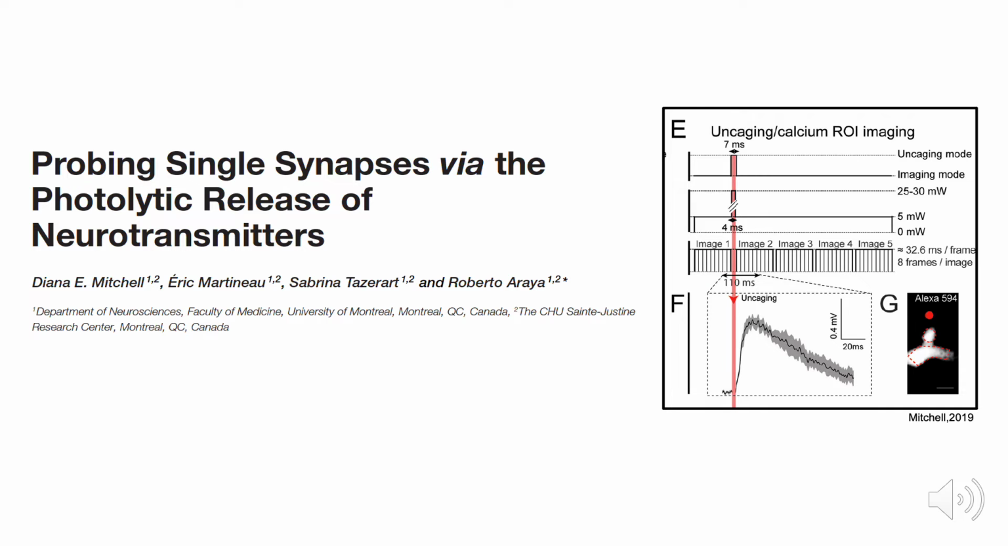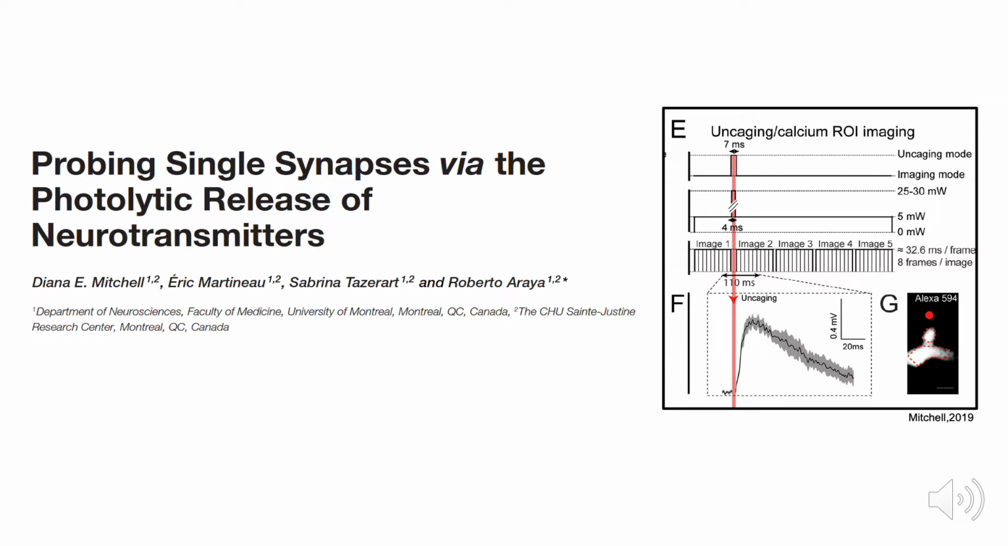The configuration of simultaneous uncaging of caged neurotransmitter and calcium imaging of events in single spines allows us to probe the electrical and biochemical processes at the level of a single spine during synaptic transmission and plasticity.